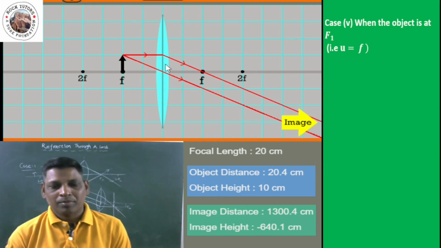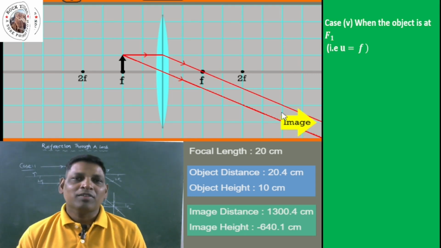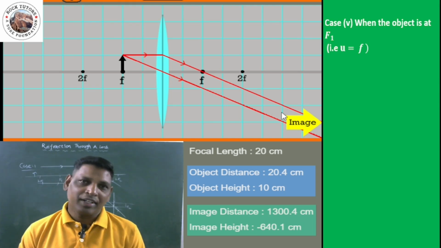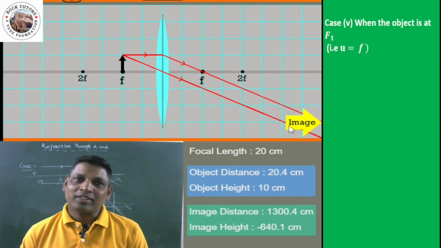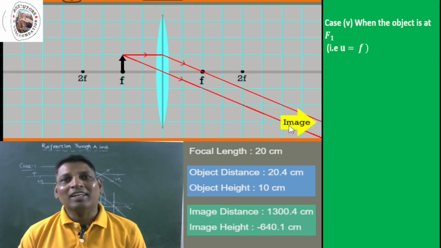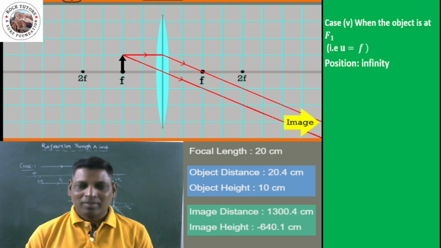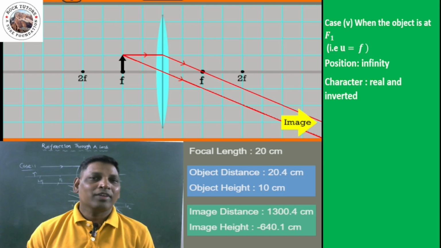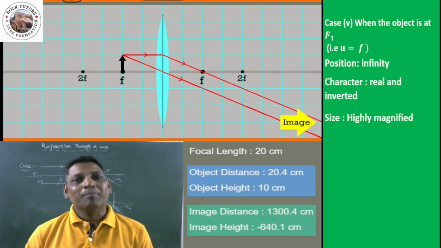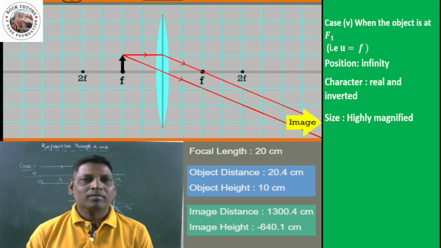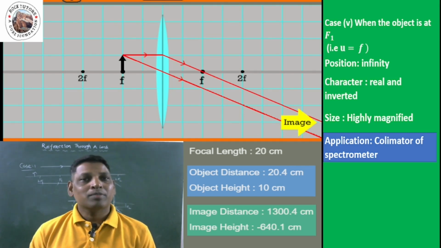These two are parallel, and you know that this image will be formed at infinity. This is also a real and inverted image, and the size is highly magnified. Position infinity, character real and inverted, size highly magnified, application: collimator of a spectrometer.